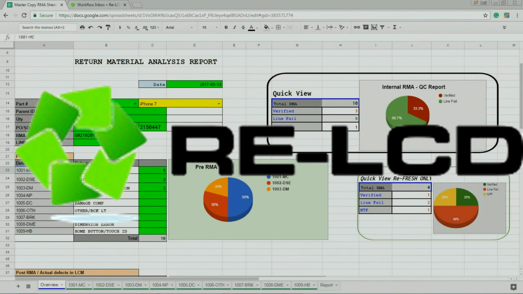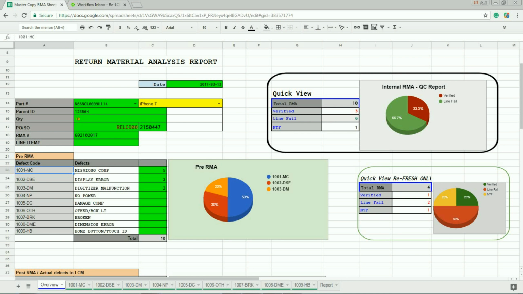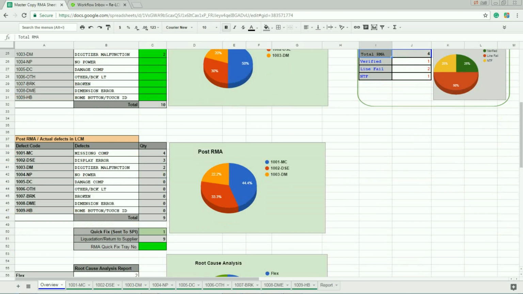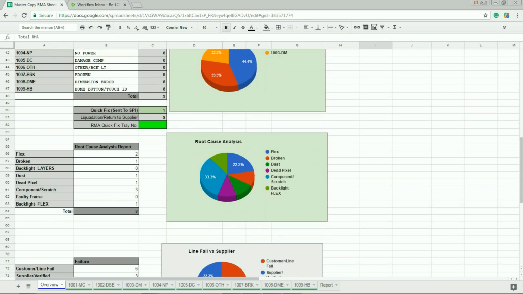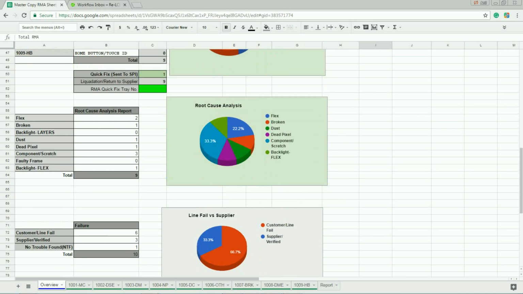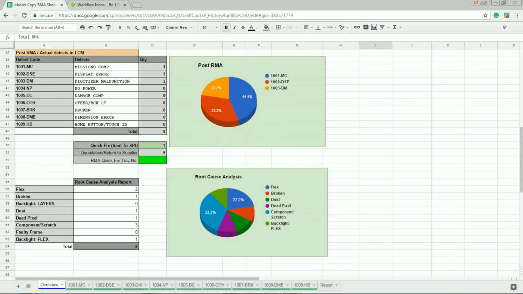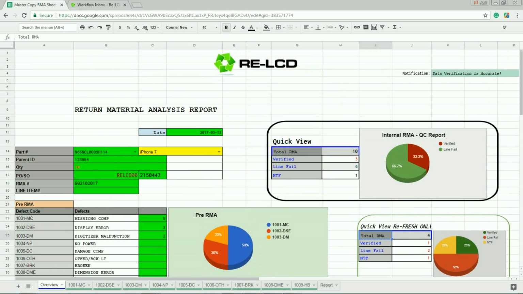In this video, I'm going to explain the RMA document process. This includes a total of 6 main sections. The first is quick view, second is quick view for the refresh, third is pre-RMA, fourth is post-RMA, and fifth is root cause analysis report, and finally it's line fail versus supplier. So let's go ahead and talk about the quick view.